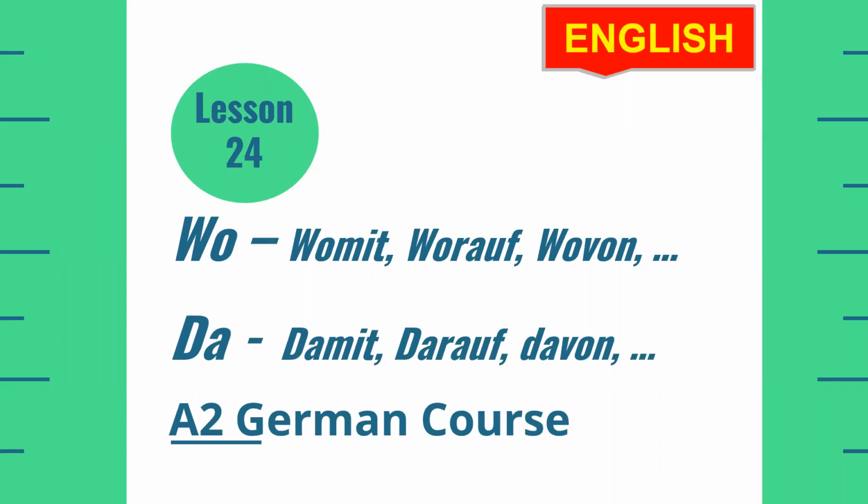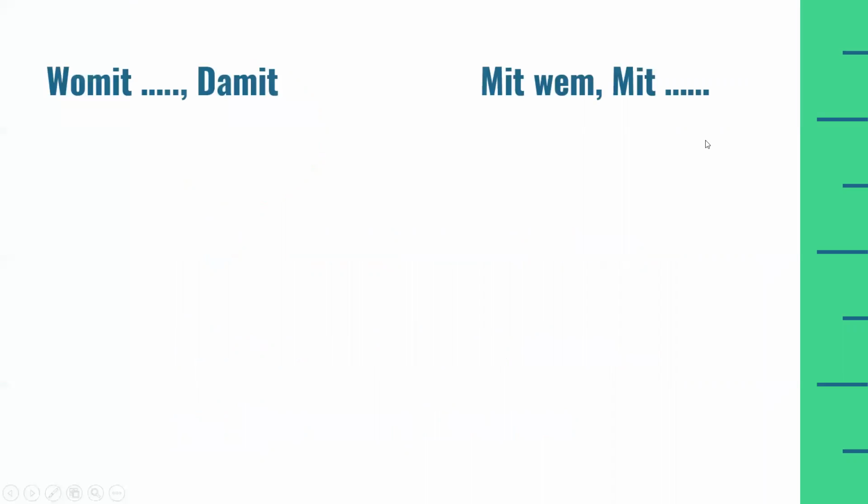Today is lesson number 24 of the A2 level of the German language course, and today's lesson is an extension of lesson number 23. Today we will see some other prepositions that we can use with the wo compound in the German language. So let's see what prepositions we are going to cover in today's lesson. The first preposition is mit.